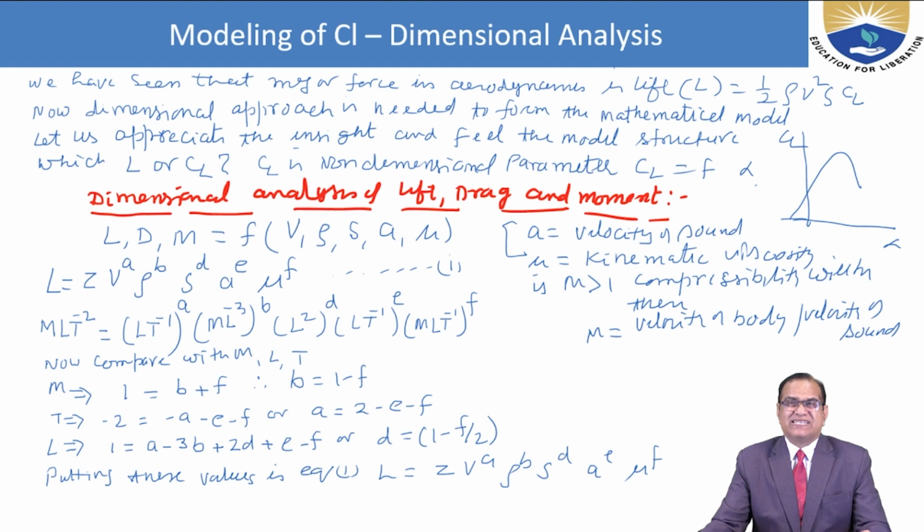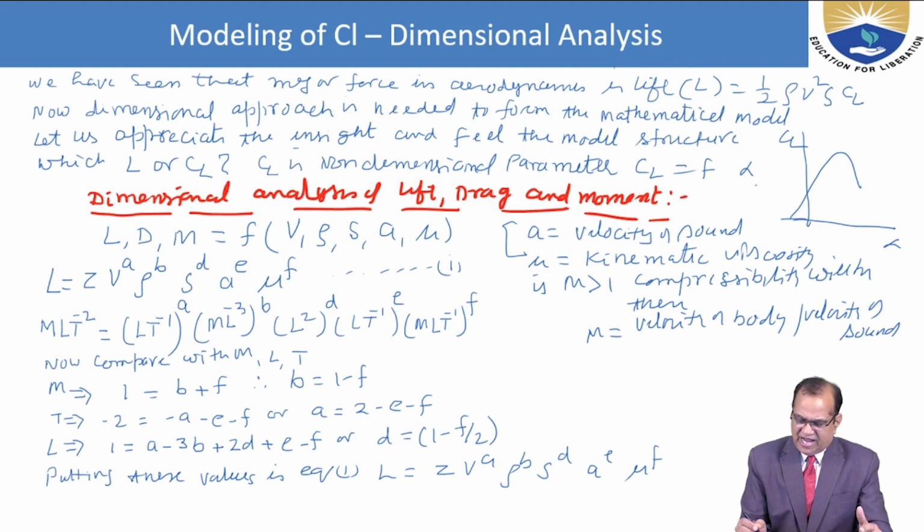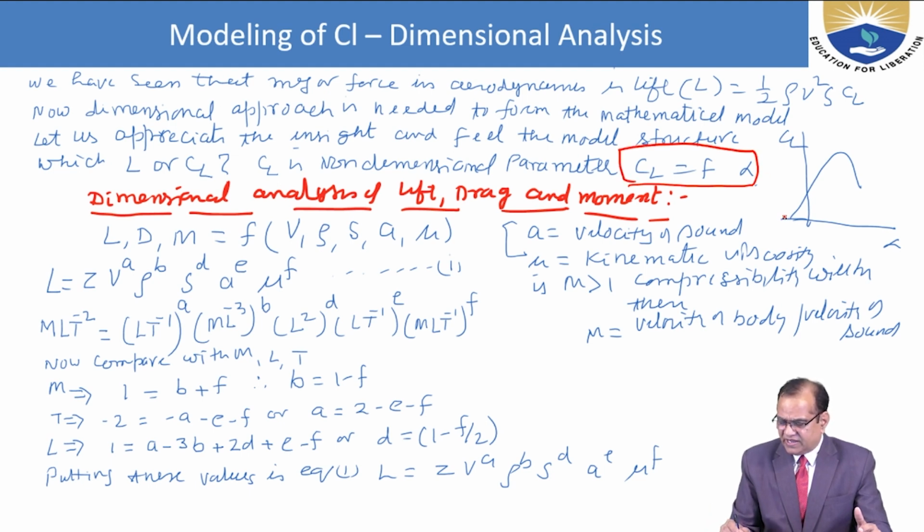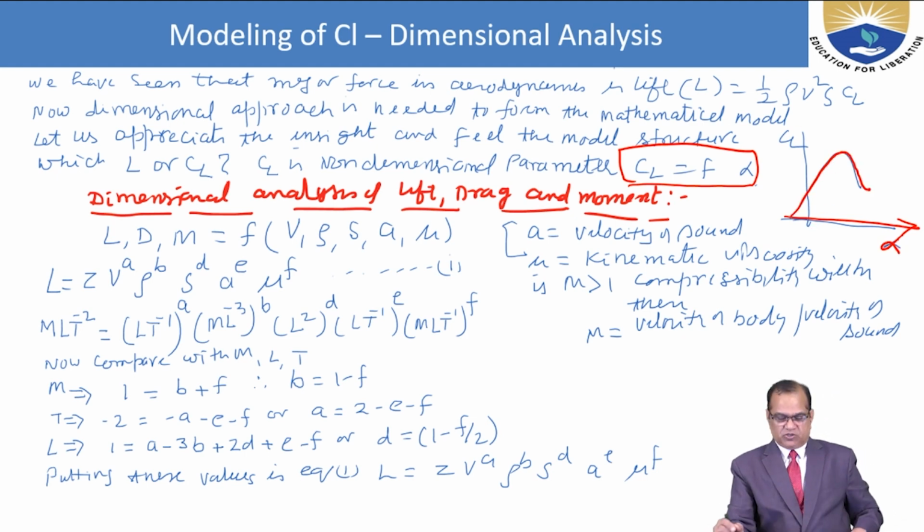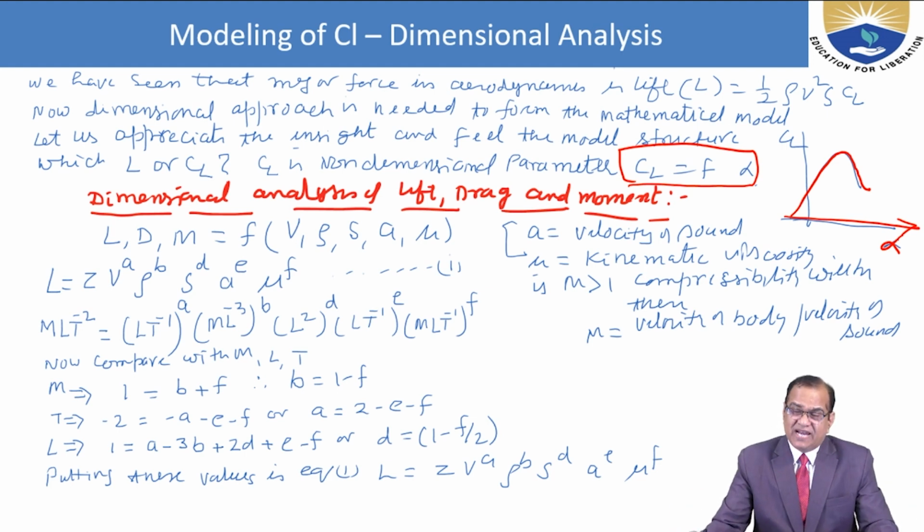Which, L or the CL, do we have to take? We have to take the lift or the coefficient of lift. So CL is a non-dimensional parameter, so we should try to take the CL, and this CL is a function of alpha. And here, if this is the alpha and this is the CL, for the cambered airfoil it will go like this. So this is the relation between alpha and the CL.